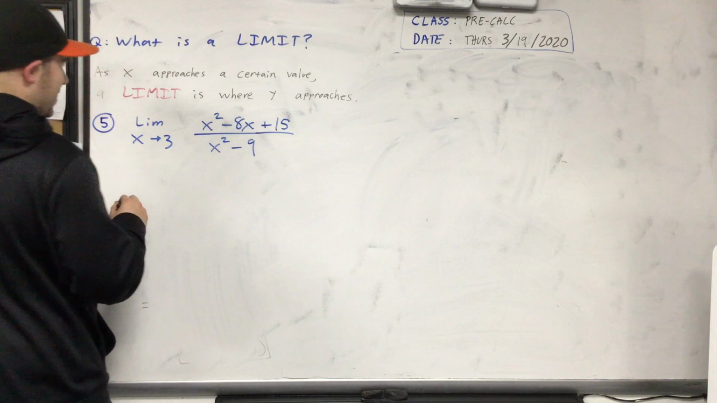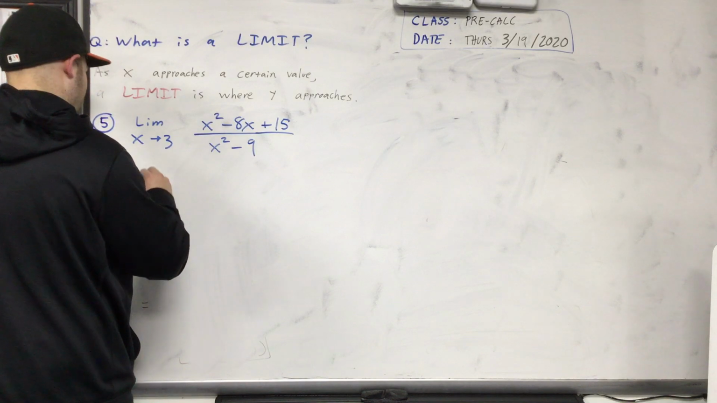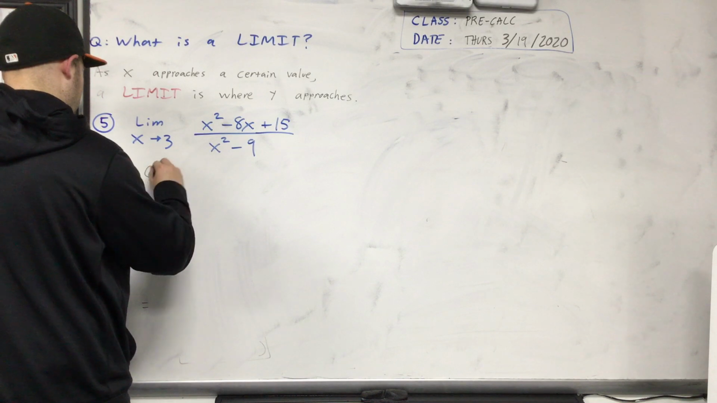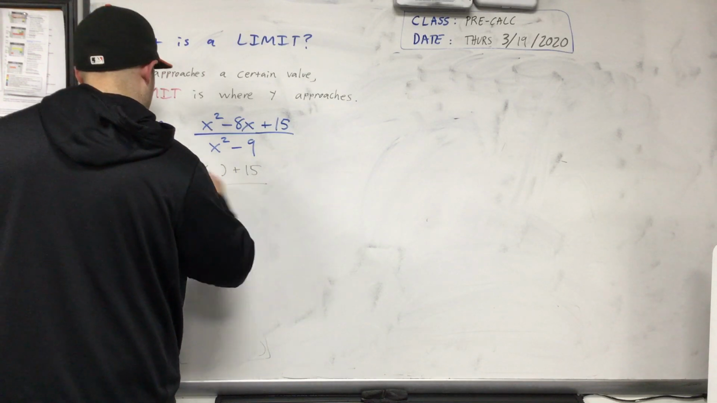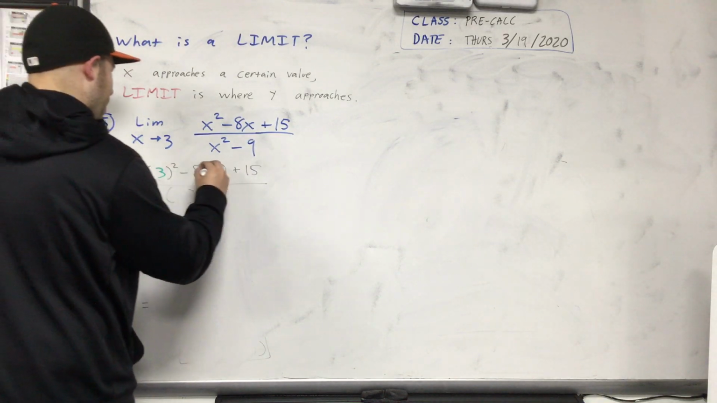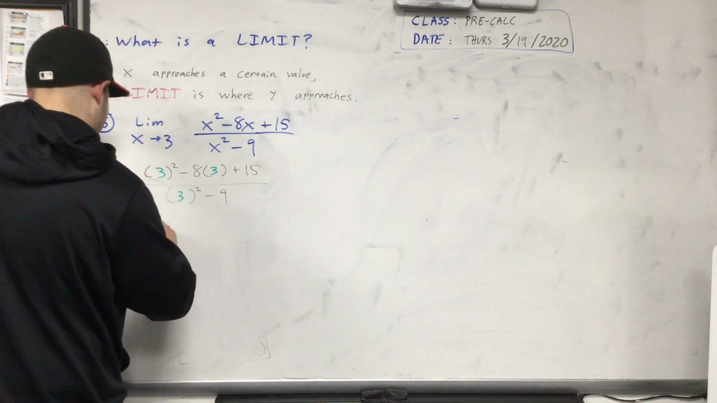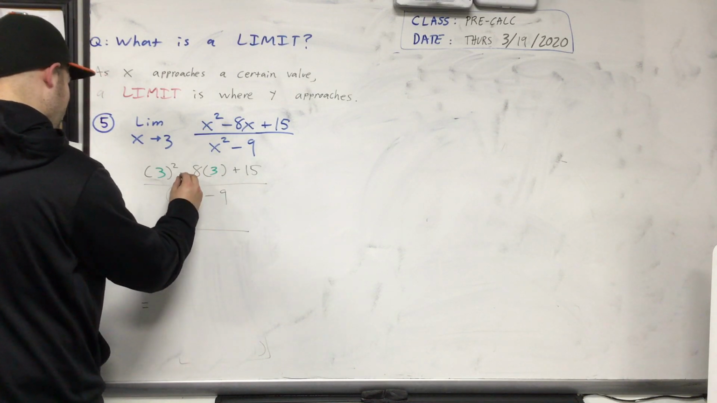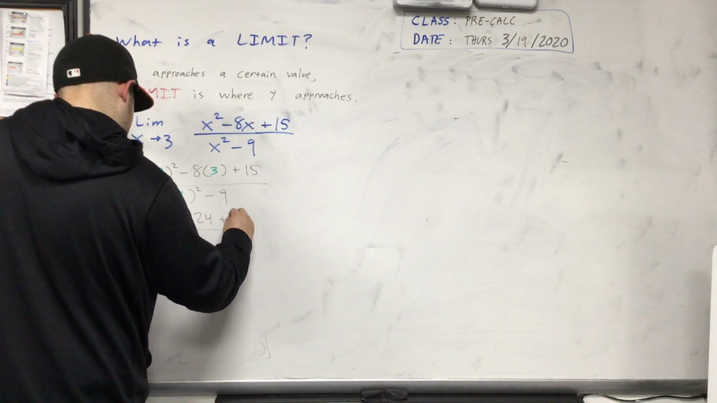So the idea behind this is, okay, so if I plug in x equals 3, I'm going to get 3 squared minus 8 times 3 plus 15 over 3 squared minus 9. So let's plug them in. 3 squared is 9. Negative 8 times 3 would be negative 24 plus 15.